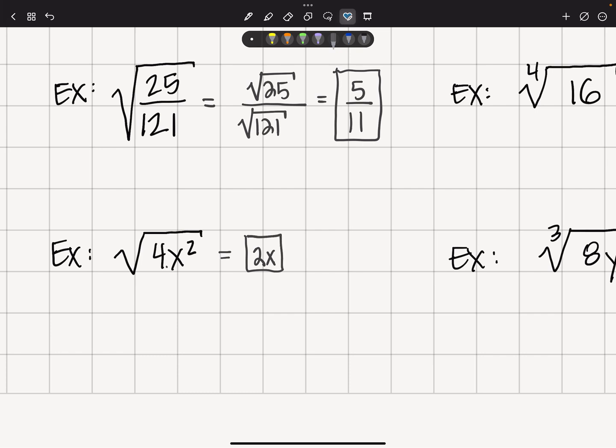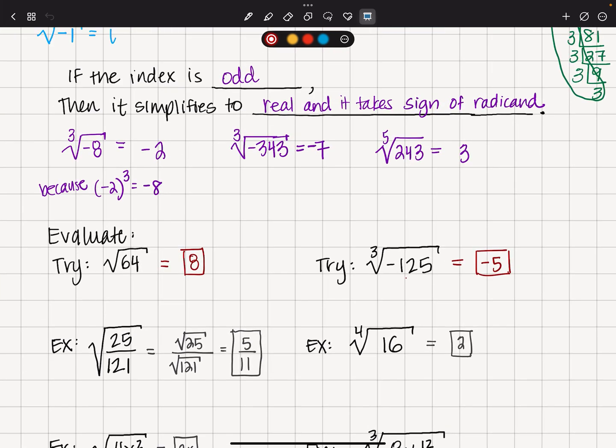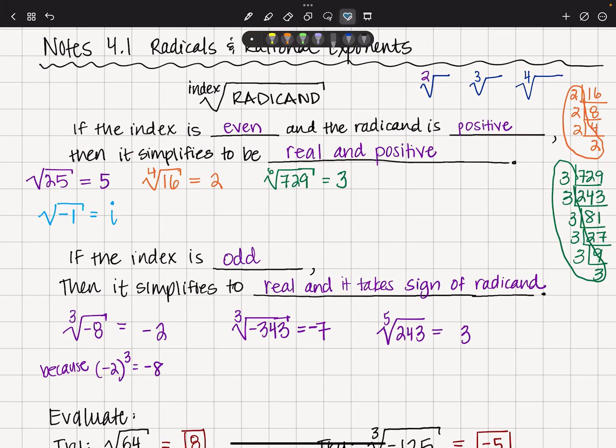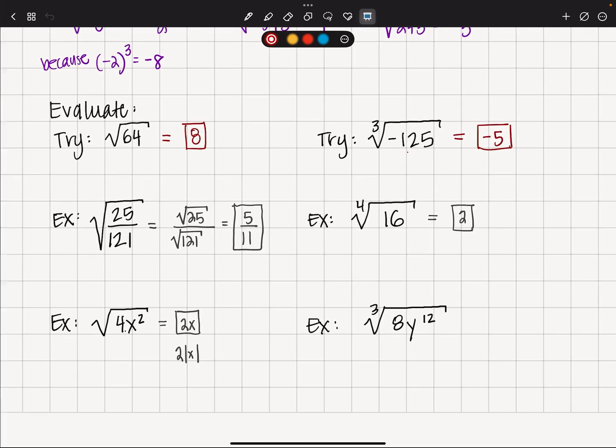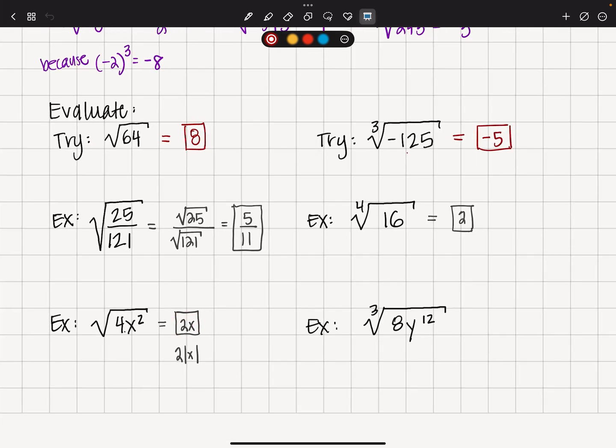Now you might see that right there, and those bars are absolute value bars. And what they are saying, I'm going to go back up here to the definition: if the index is even and the radicand is positive, then it's going to simplify to be real and positive, +5, +2, +3. So if we want 2x to be positive, the only way to make that happen is if x is positive. So they on answer keys may put the absolute value around those x's.